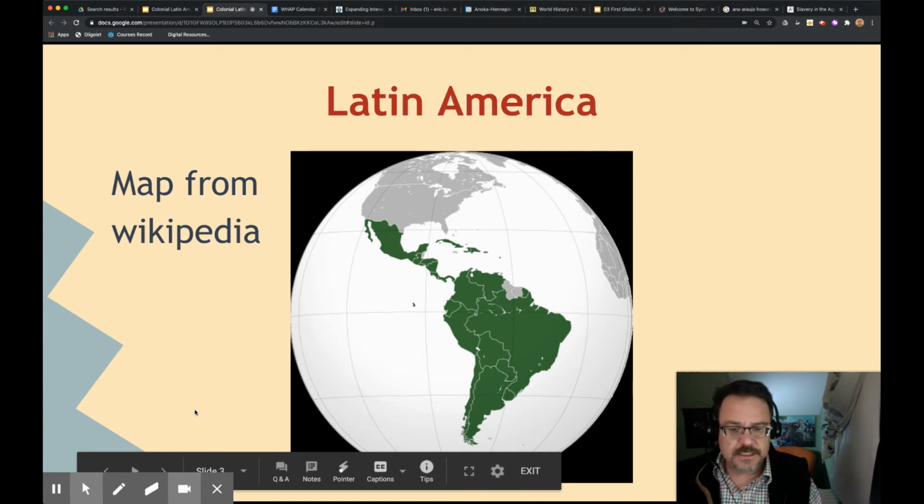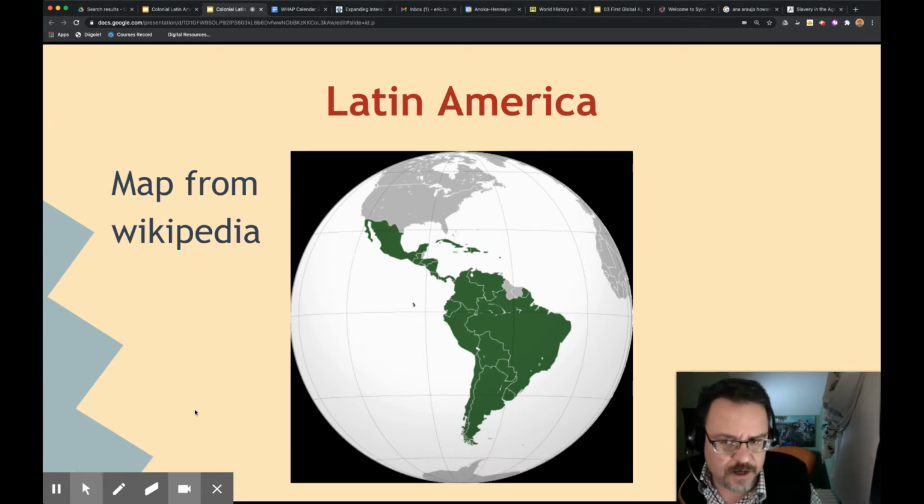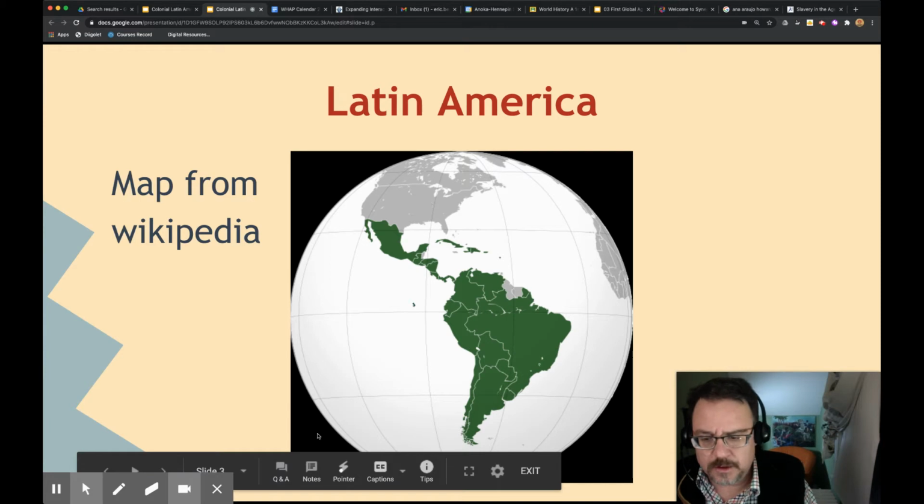So the first thing to get our minds wrapped around is what are we looking at when we're looking at Latin America? And it's the countries that are today in green here in this map.